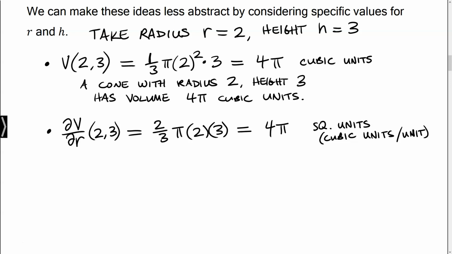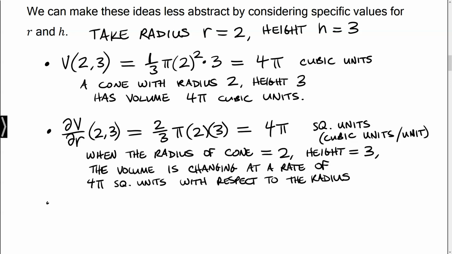And what's the interpretation of this? What this is saying is the instantaneous rate of change of the volume with respect to the radius is 4 pi square units. In other words, I could approximate the change in the volume by taking the little change in the radius and multiplying it by 4 pi, and that would be a good approximation to the change in the volume. That's how fast the volume is changing with respect to the radius.